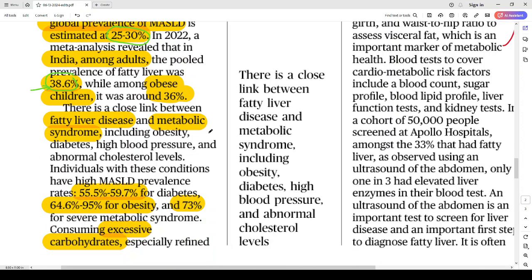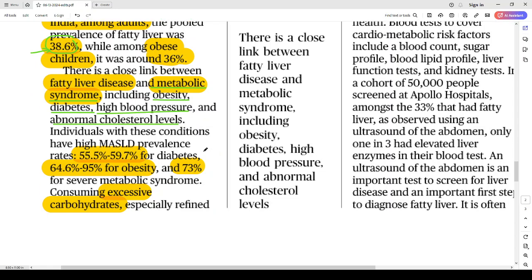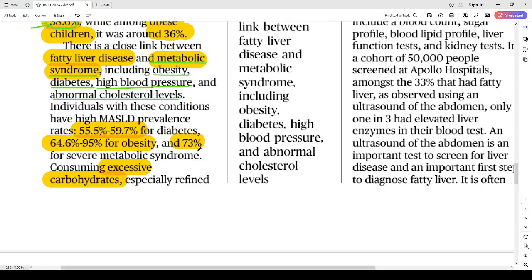This disease has a very close link with metabolic syndrome. Metabolic syndromes are generally obesity, diabetes, high blood pressure, and abnormal cholesterol levels. Any of these can cause fatty liver disease, right? The prevalence related to metabolic disease is given here. It is 55 to 59.7% for diabetes, 64 to 95% for obese, which is huge, and 73% for severe metabolic syndrome. So there is a very high chance of getting fatty liver for obese people. It is almost 50 to 60% for diabetes and 73% for people with severe metabolic syndrome.